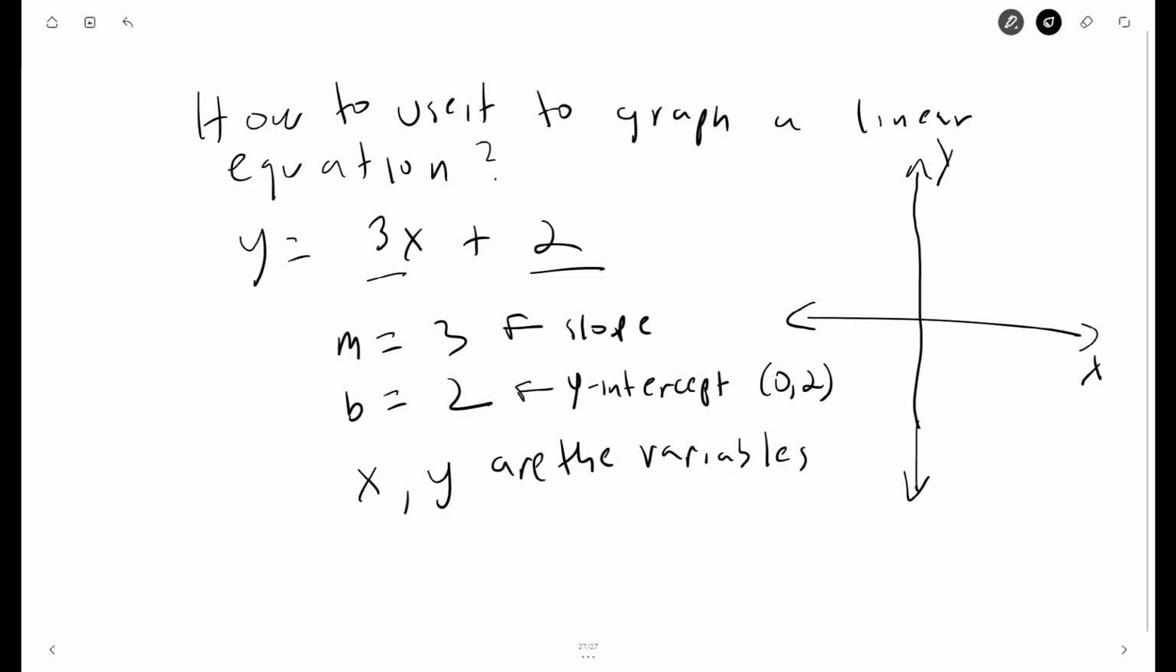Let's divide the graph into ones. Okay, 1, 2, 3, 4. 1, 2, 3, 4. Okay, so 0, 2.